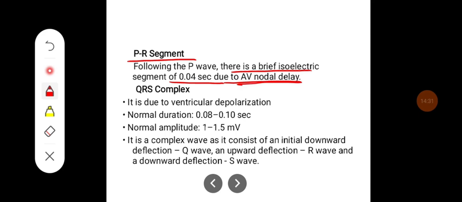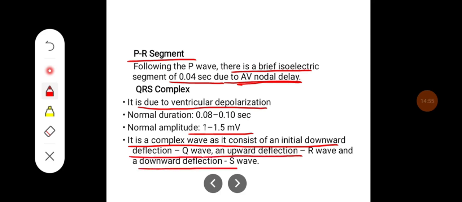QRS complex is due to the ventricular depolarization. Its duration is between 0.08 to 0.1 second. The amplitude is between 1.1 to 1.5 millivolts. It is a complex wave as it consists of an initial downward deflection, that is Q wave, an upward deflection R wave, and a downward deflection S wave.